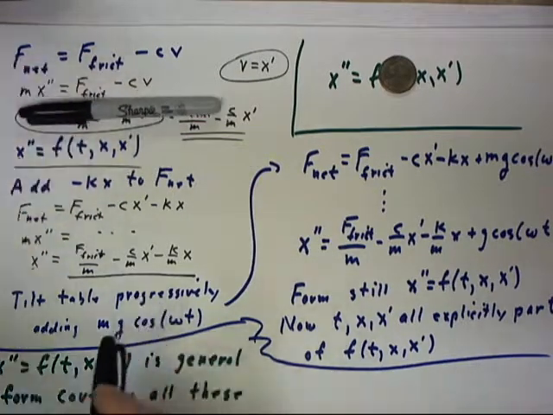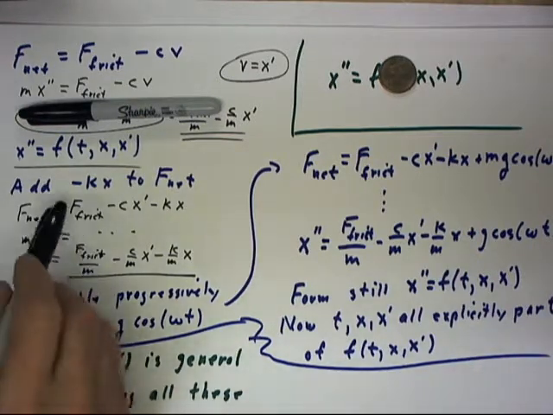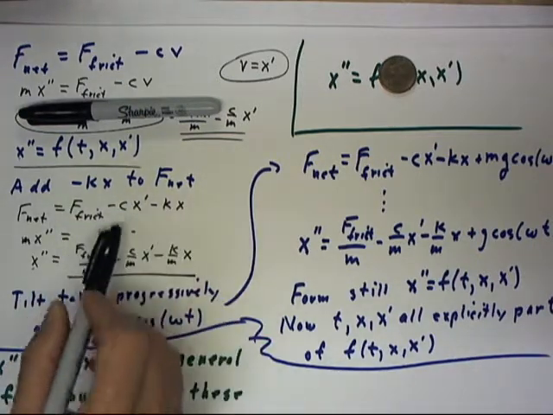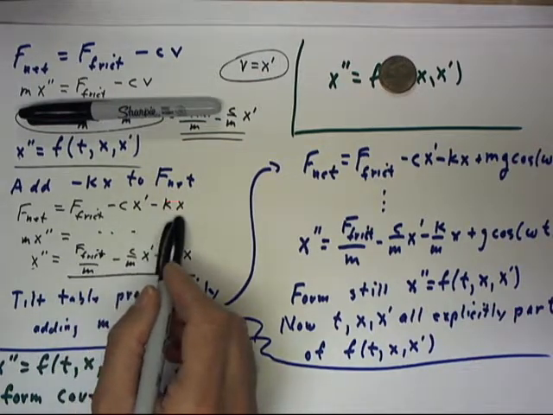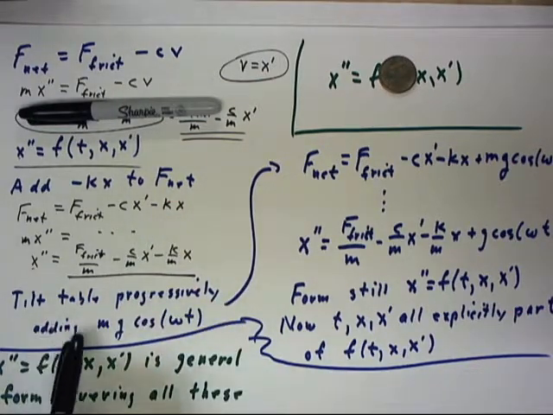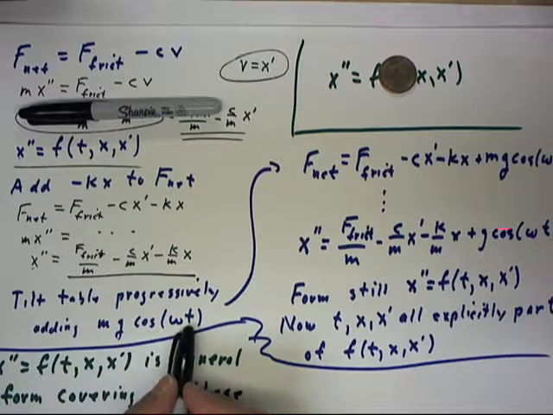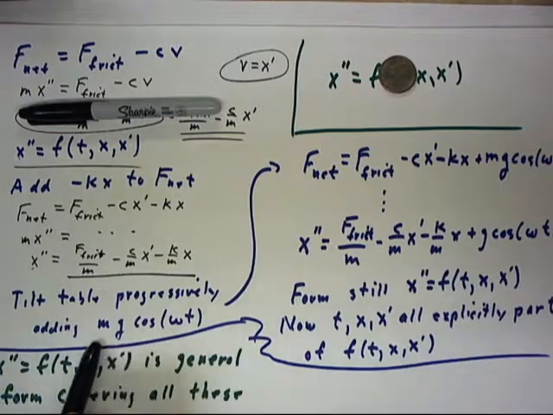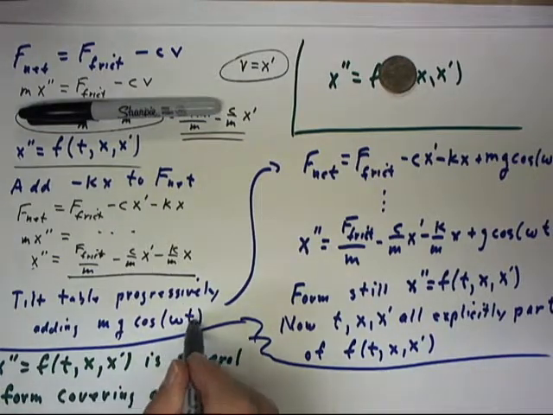Suppose now that this object is moving on a table with the preceding forces, the drag force on the velocity and the restoring force on the position, and we also tilt the table progressively in such a way that we get another force which is mg cosine of omega t. Don't worry too much about what omega is, or m, or g. This is just an expression. The point is that it includes the variable t.